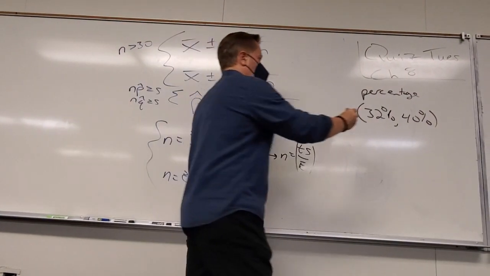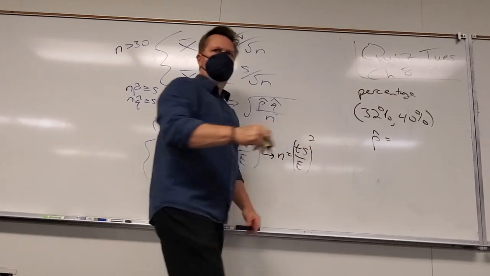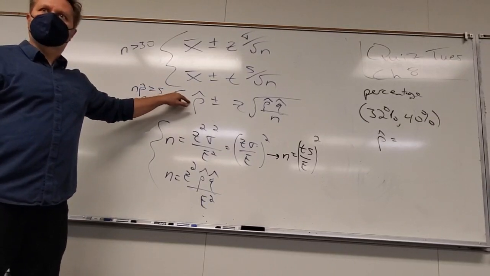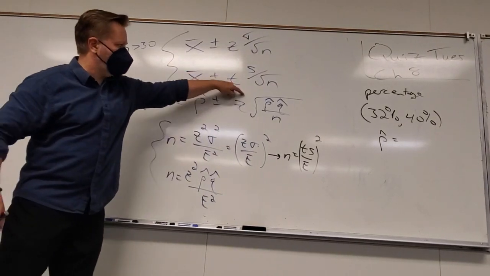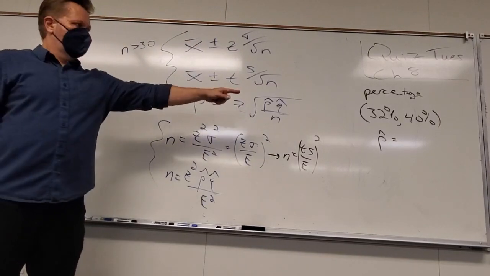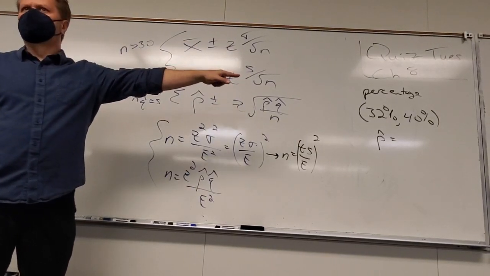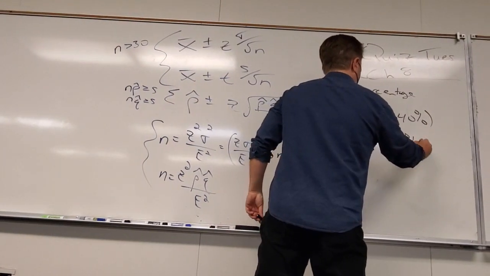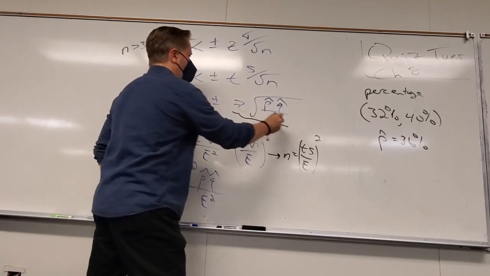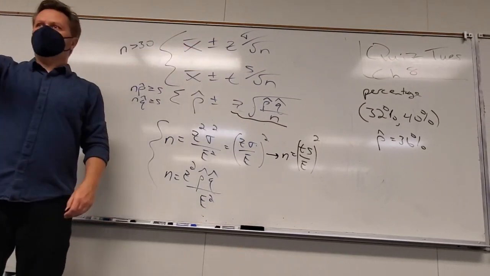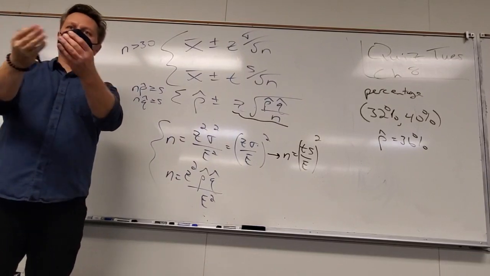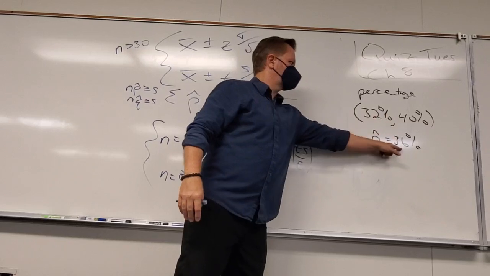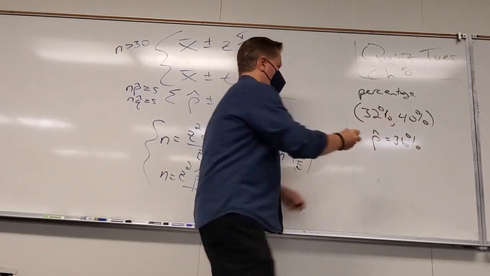Can you figure out what p hat was? Where is p hat in the interval? In the middle. Must be in the middle because I start at p hat and I go up and I go down the same amount. So what score is right in the middle of those two? 36. Right? Now the error is how far away I am on either side from the middle. So if the middle is 36, how far away is either one of these from this? 4. So the error is 4%.